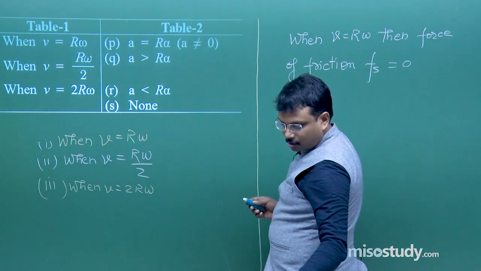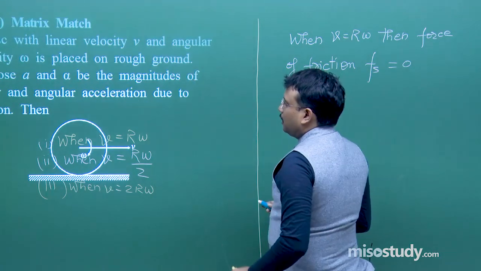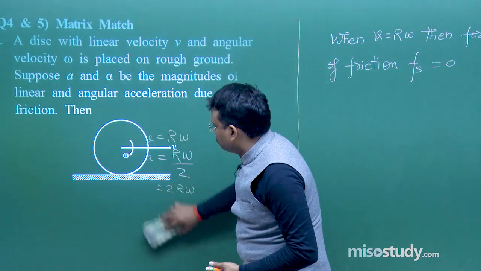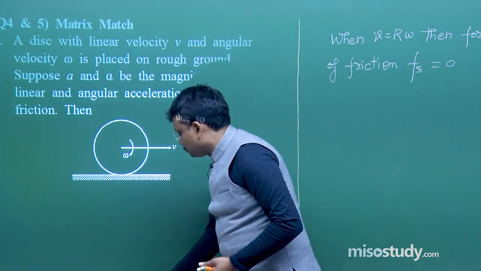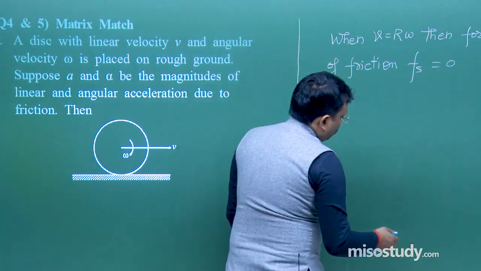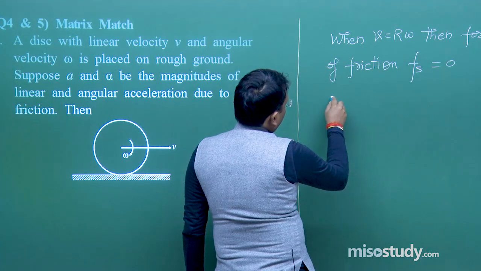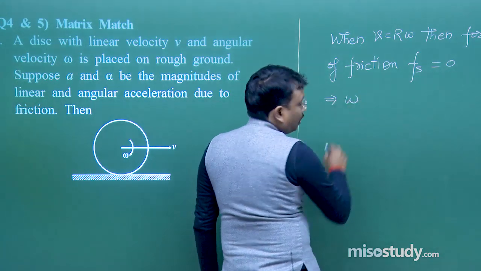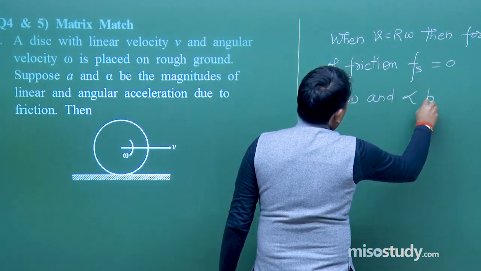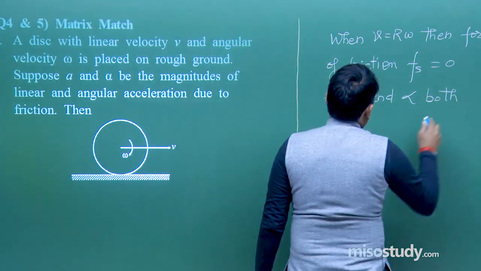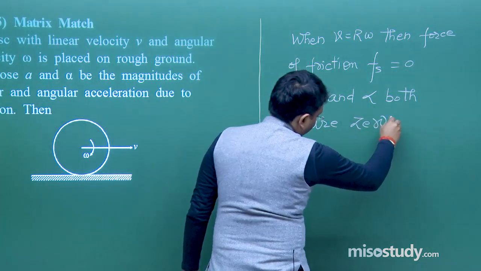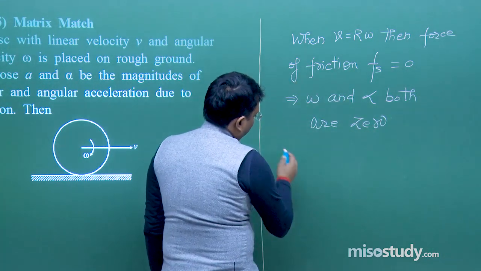This one, oh sorry, this one. It means omega and this alpha, fine. So, this implies that omega and alpha both are 0, fine. If this is the scenario, fine.